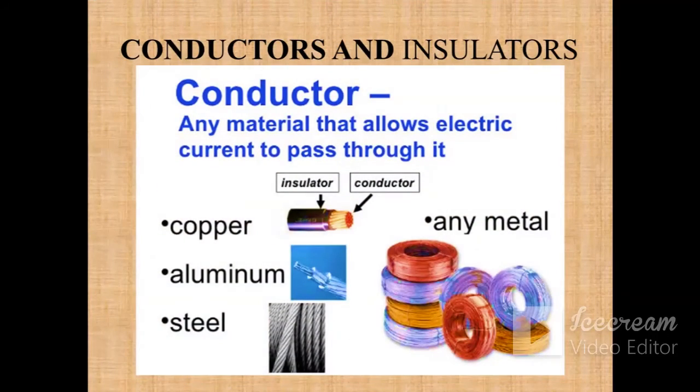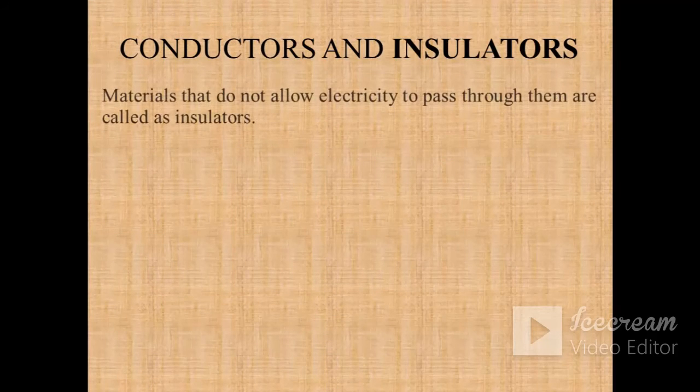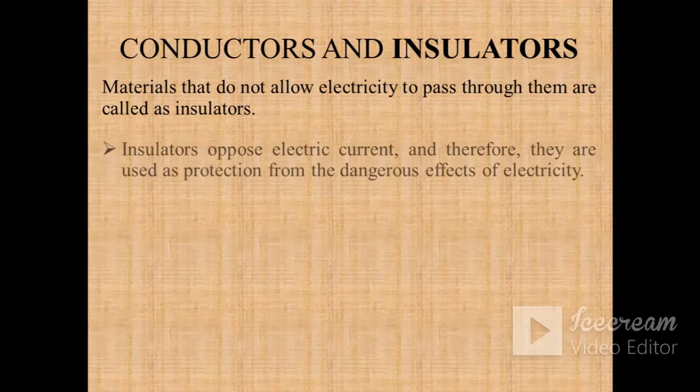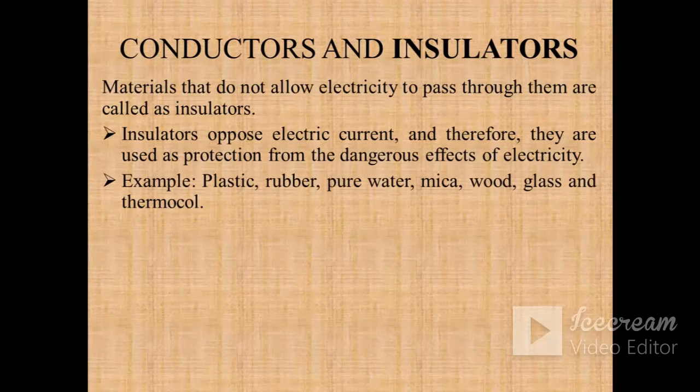All the metals that you can see are good conductors of electricity because they allow the electric current to pass through them. Next in the discussion is the insulator. Conductors allow the passage of electricity. Insulators do not allow electricity to pass through them. Why? Because insulators oppose electric current and therefore they are used as protection from the dangerous effects of electricity. For example, plastic, rubber, pure water, mica.